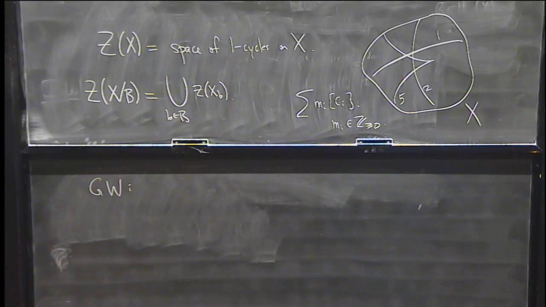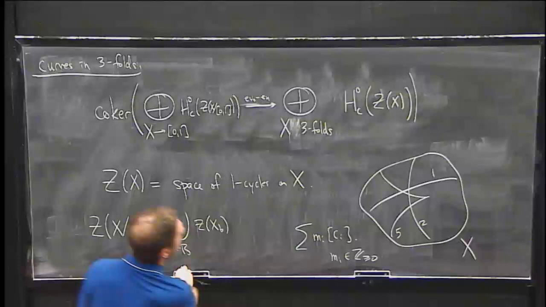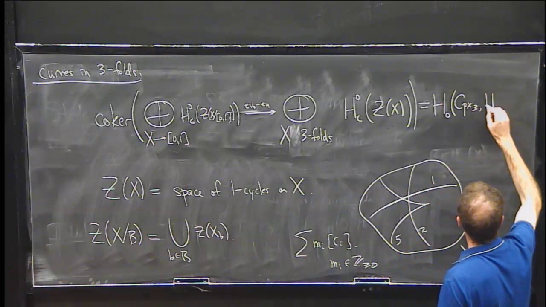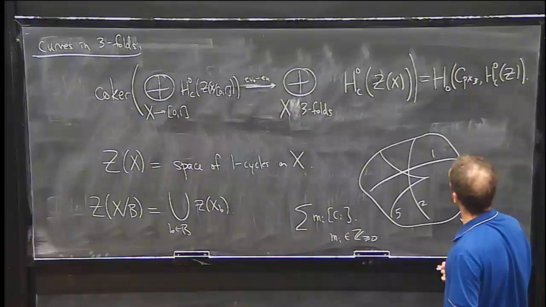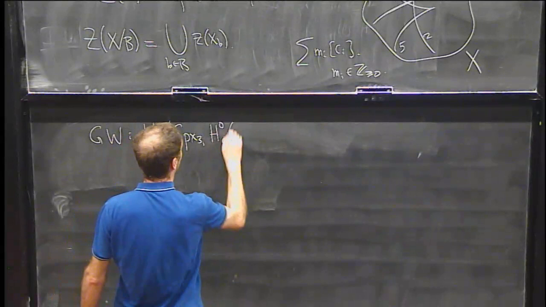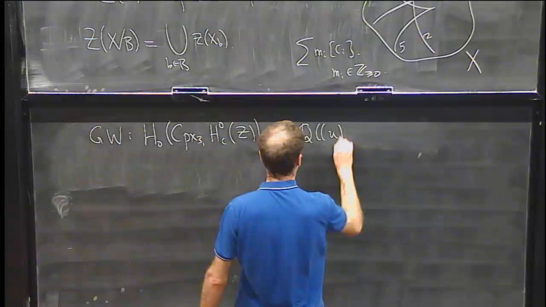Okay, so I should have some notation for this group, I think. It would be called H0 of, I'd say, complex threefolds with coefficients in H0 compact support of cycles. So as I remarked, any reasonable enumerative theory of curves gives you homomorphisms out of this group. In particular, we have these.